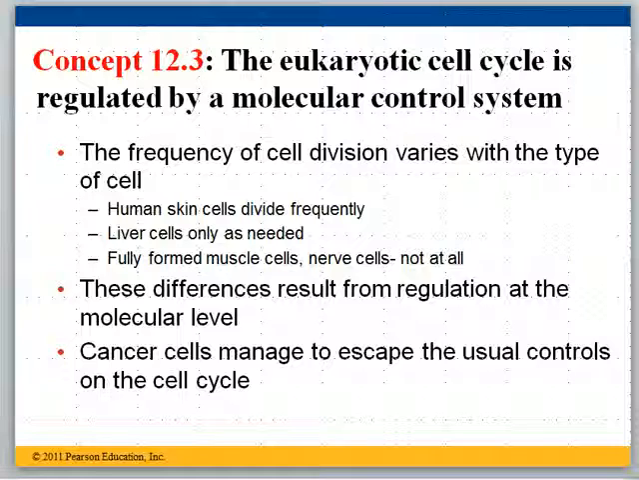They retain that ability. So if there was some particular type of damage or a repair that needed to be made, those liver cells can divide as needed, but they don't continuously divide in the way that skin cells do. Then there are other cells like fully formed mature muscle cells or fully formed nerve cells that for the most part don't divide at all. They rarely divide. So there's not an ongoing mitotic division of muscle cells or nerve cells like there are with some of the others. So the type of cell very much controls how often they divide. These differences result from the regulation at molecular levels.